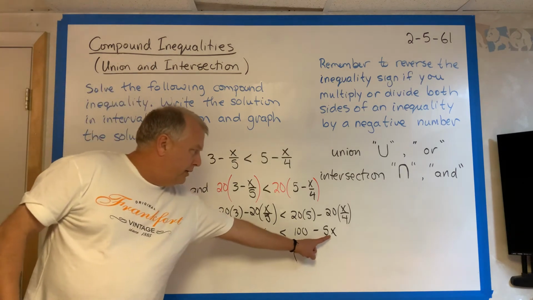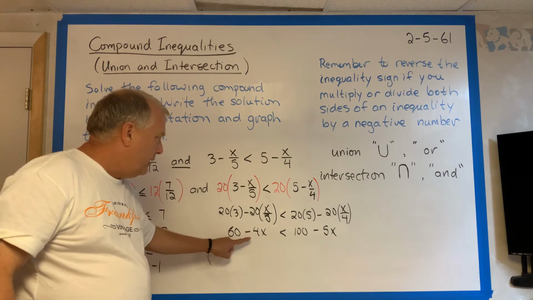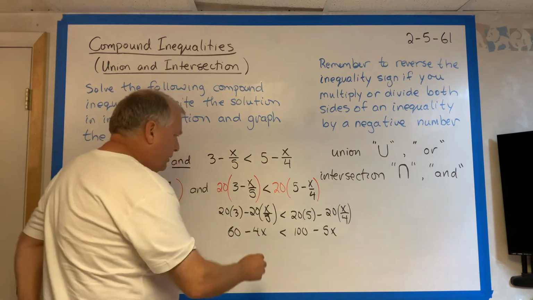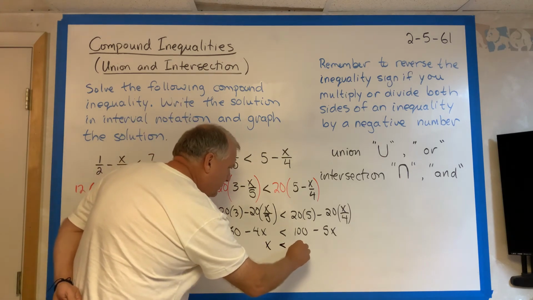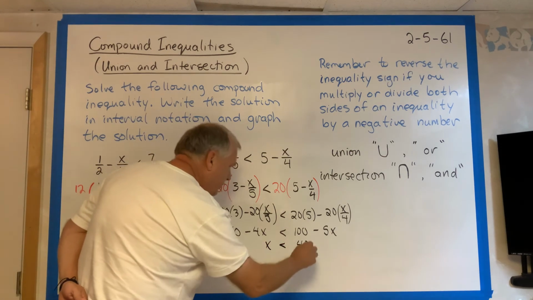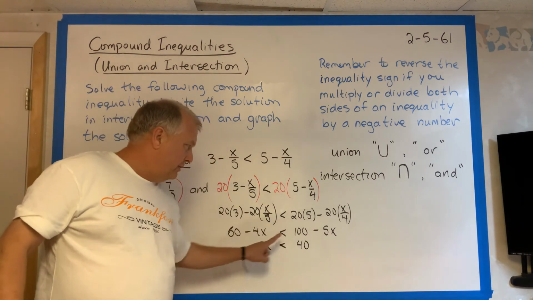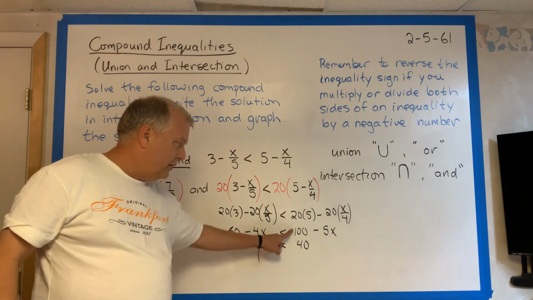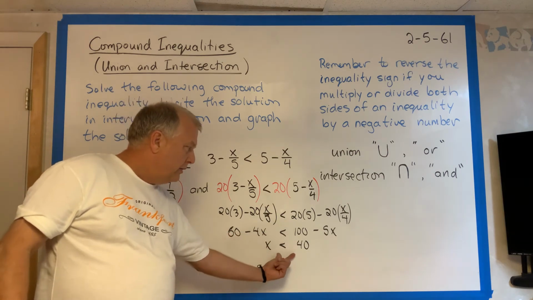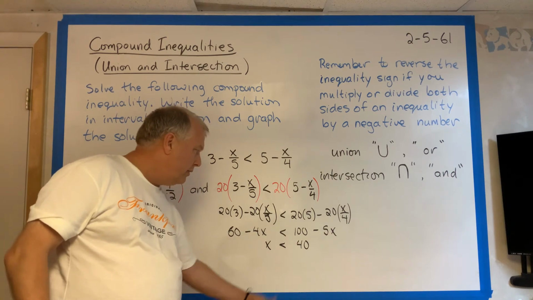I could simplify this by adding 5x to both sides and subtracting 60 from both sides. And right away, that gives me x is less than 40. Notice when I added 5x to both sides, this became a positive 1x. Subtract 60, this becomes 100 minus 60 is 40. So there's nothing left to solve or simplify here.